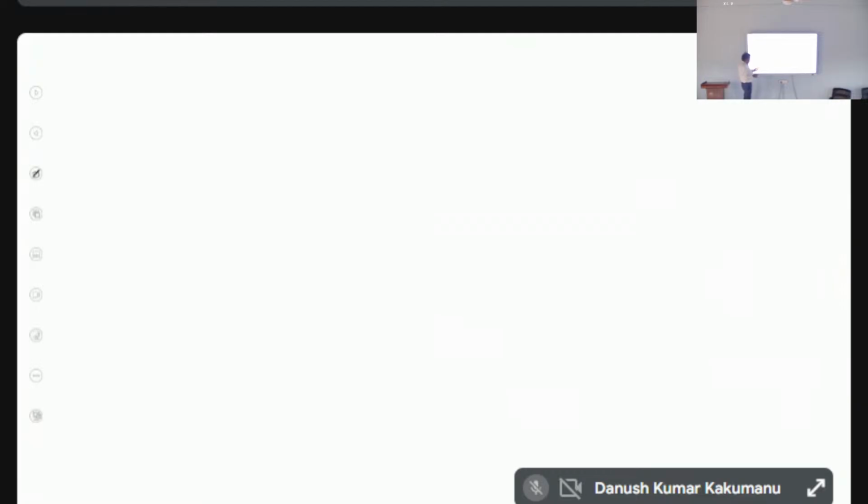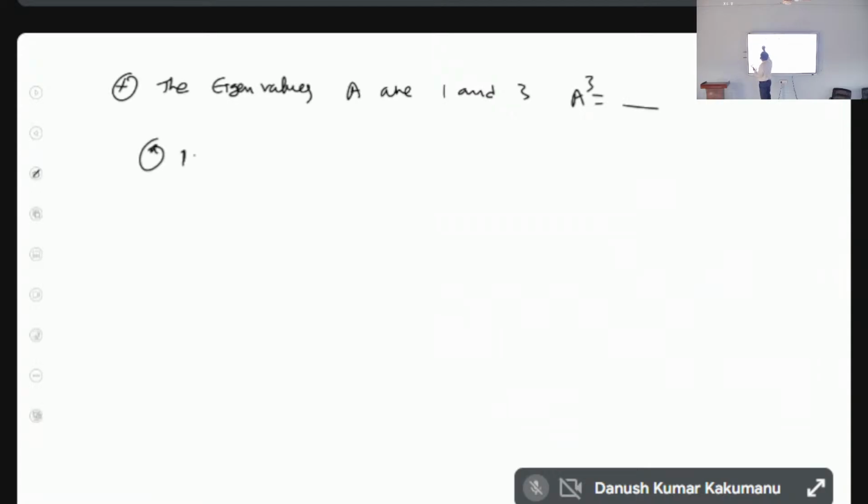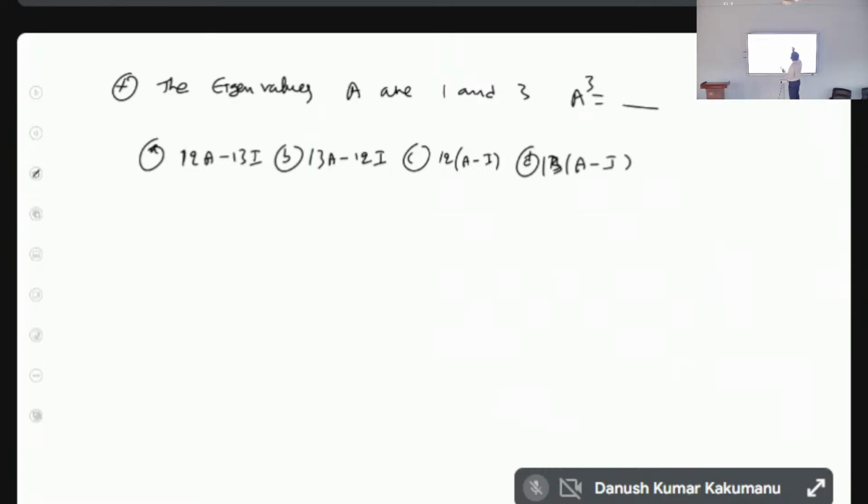Let us do one question. The eigenvalues of A are 1 and 3. Then A cube is equal to what? What is A cube? Option A, 12A minus 13I. Option B, 13A minus 12I. Option C, 12 into A minus I. Option D, 13 into A minus I. That is the question.